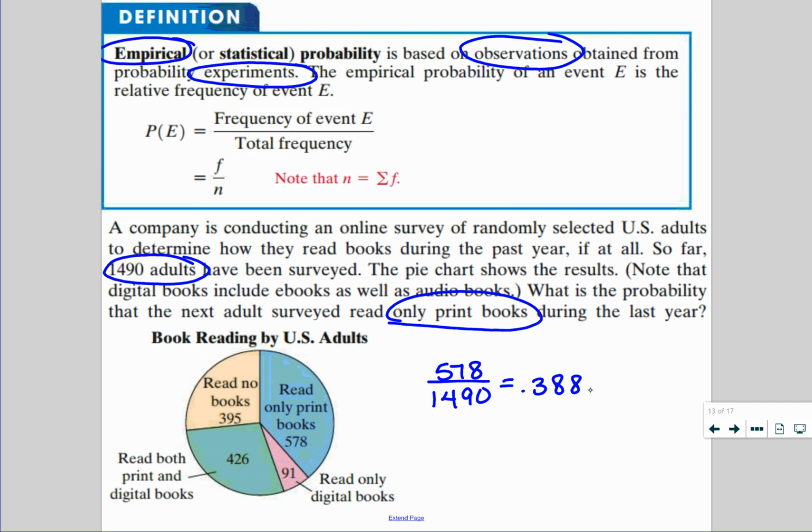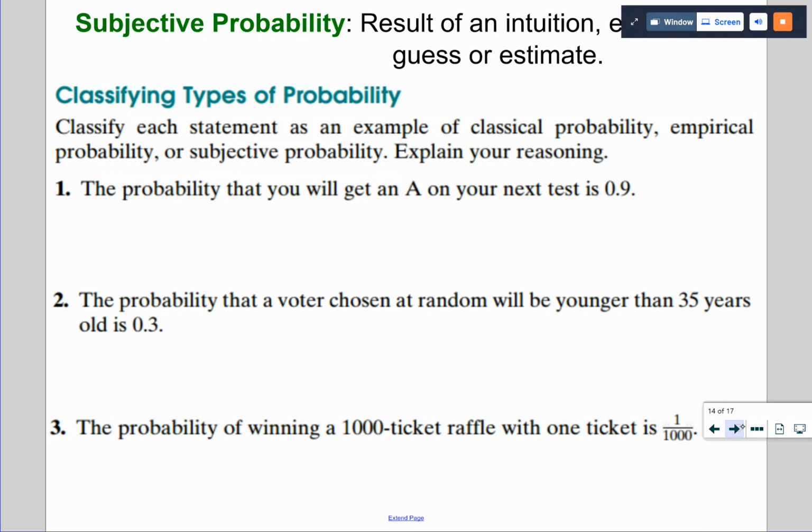So that's empirical. We have classical, in theory; empirical, based on an experiment; and the third is subjective. Subjective probability is based on an educated guess, intuition, estimate, or hunch. So nothing really backing it: no theory, no survey results. Just we think this is what's going to happen. For the next three, we're labeling what type of probability it is: classical, based on theory; empirical, based on an observation or an experiment; or subjective, based on a hunch.